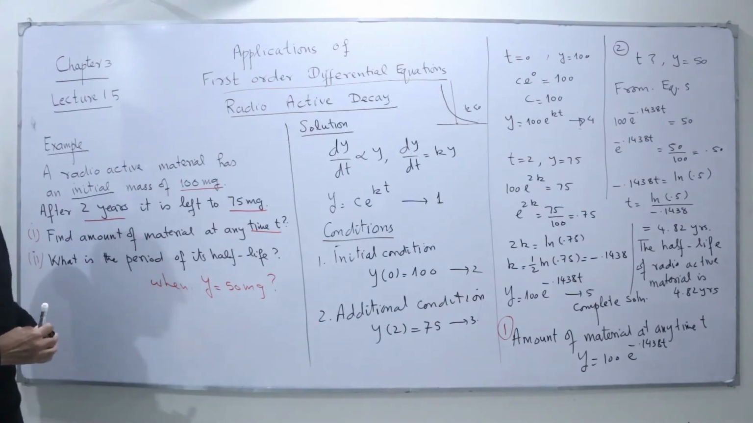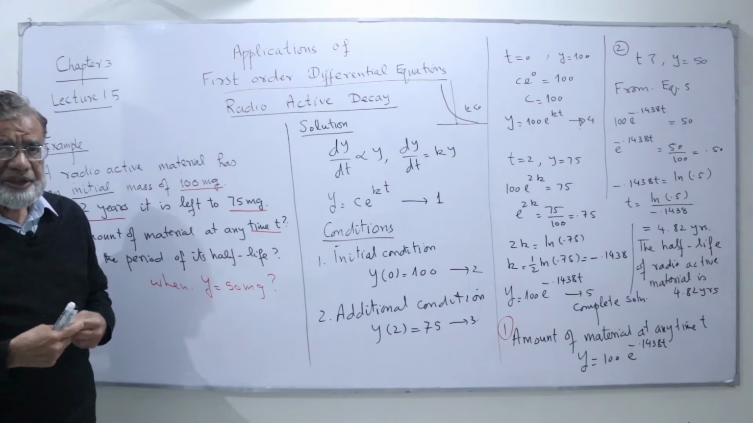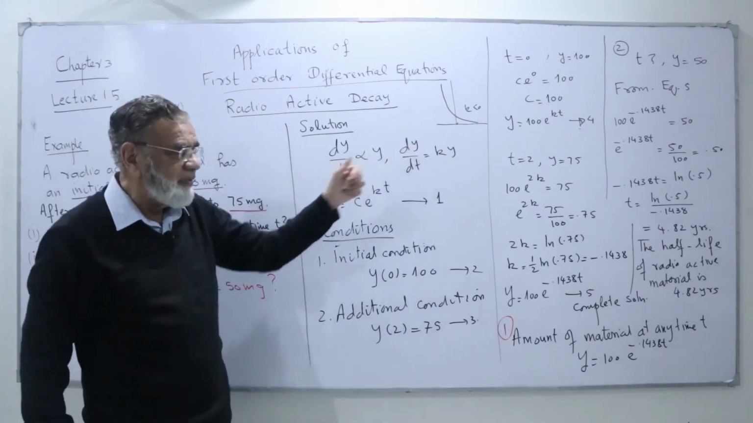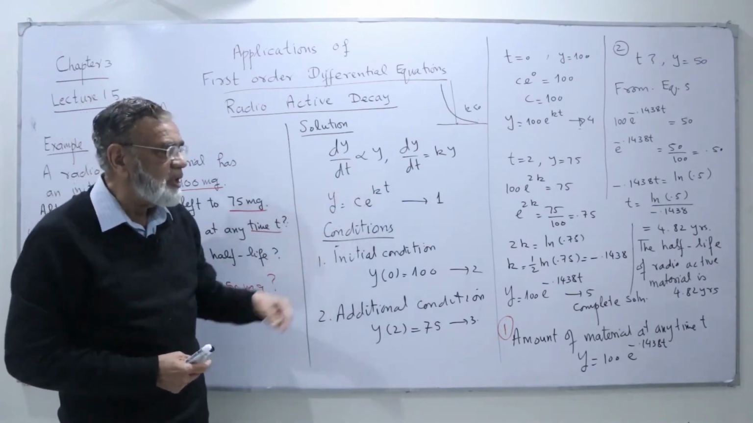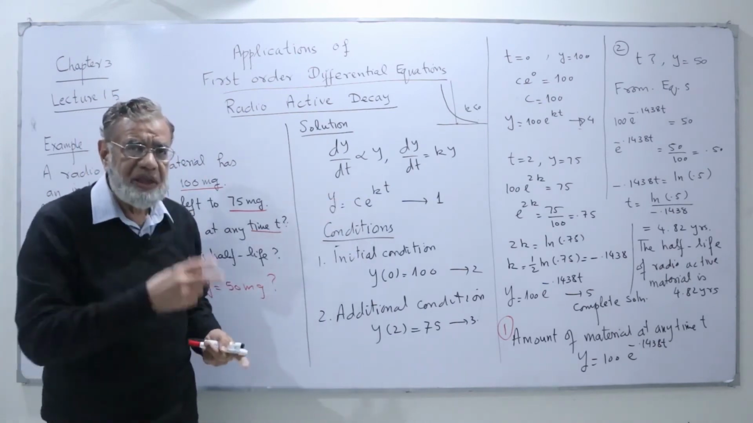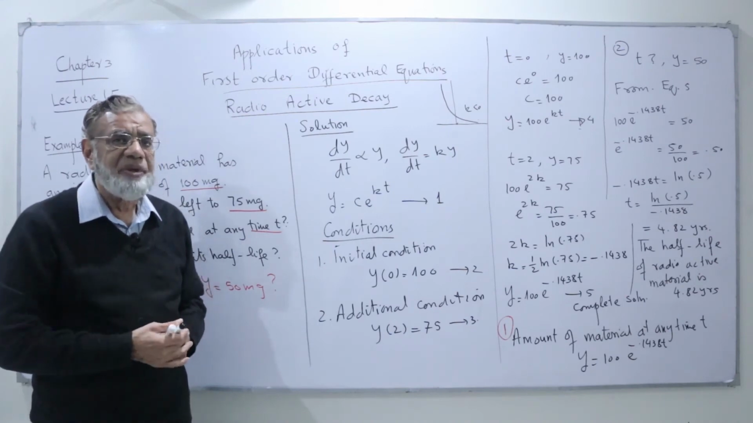So we have the idea, as I gave you, that for radioactive material the decay is always proportional to the material present. We denote the proportionality constant by k, and we solve it as I solved in the beginning. So we get y equal to c e to the power kt. It is my general solution. But the unknowns are c and k, and we need two conditions for that. We can find c from the initial condition, and k from the additional condition.